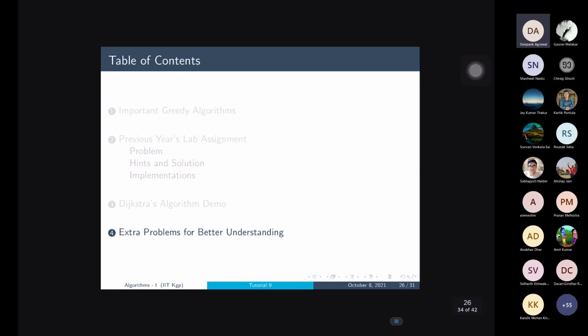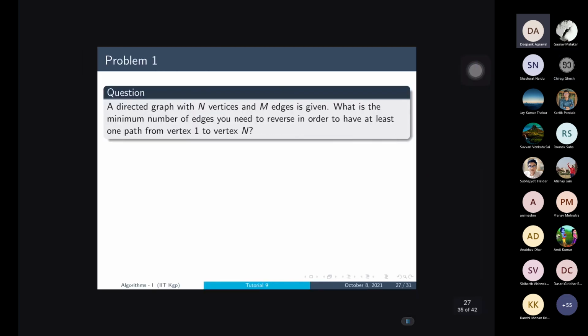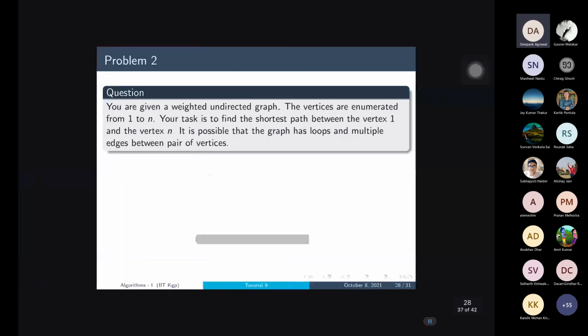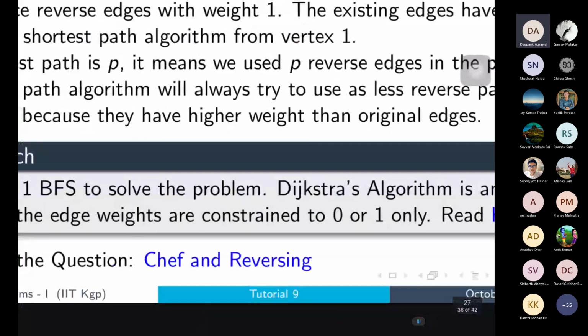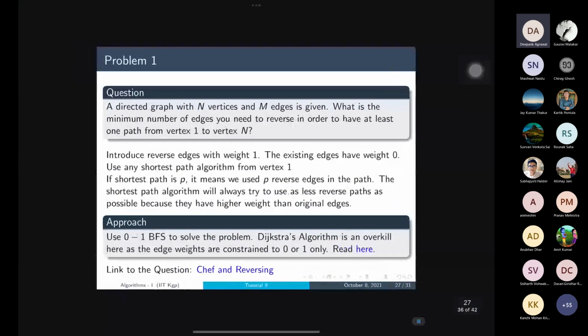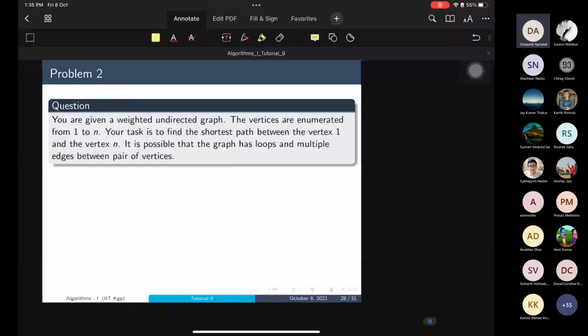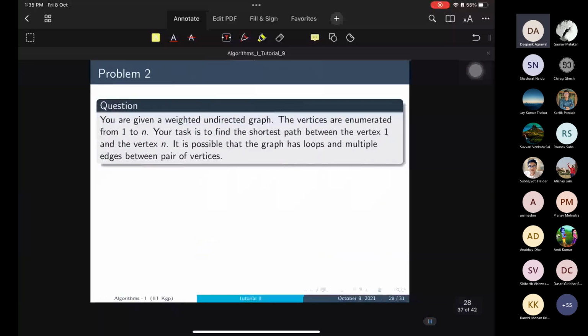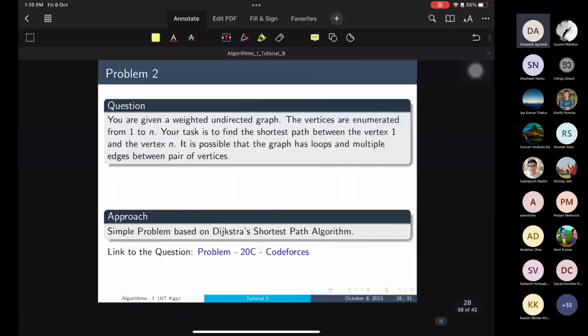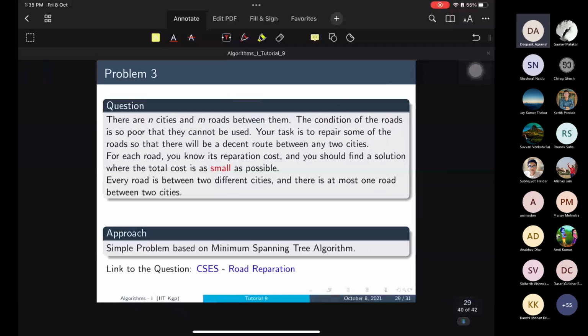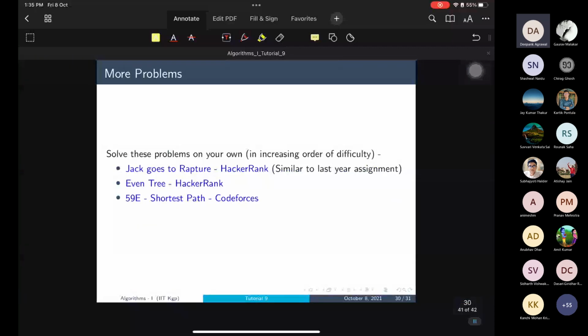There are extra problems which I wanted to go through, but I think we don't have much time left. I have included the problems and hints, and I've also included the link to the question where you can submit after you have solved them. So if you want to submit the questions, you can go to the link and do the submissions. Here are some more questions after you are done with these basic questions.